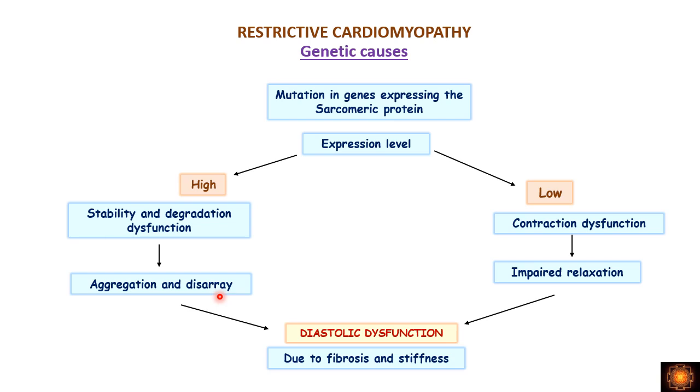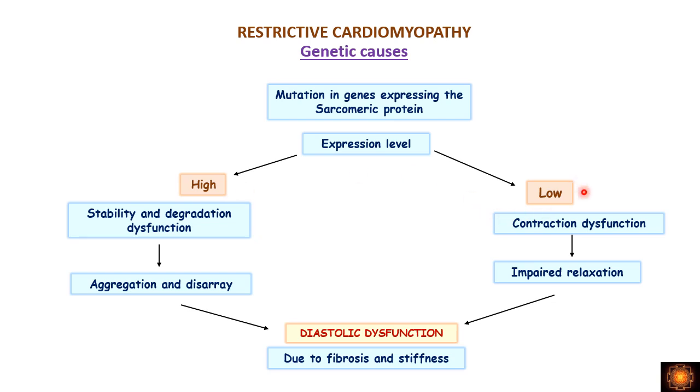So misfolded proteins, if you remember the mechanism of the misfolded protein, later on the accumulation of the misfolded protein leads to apoptosis of the cell. Similarly here you have the aggregation of these sarcomeric proteins, and later on this causes damage to the myocardiocyte, leading to necrosis and later on fibrosis. So that causes the fibrosis and the stiffness. This is if you have increased expression of the genes responsible for the production of sarcomeric proteins.